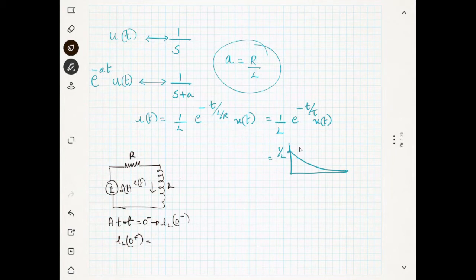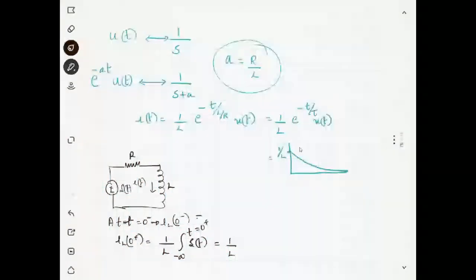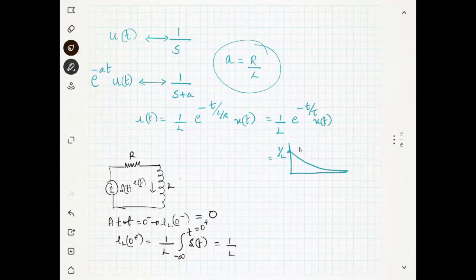That means you have to use the formula 1 by L integral from minus infinity to t of v of t that you are giving. So you are giving an impulse, delta of t. That means 1 by L, at t equal to 0 plus you have to substitute. This becomes 1 over L. At 0 minus it will be 0, and at 0 plus it will become 1 over L.